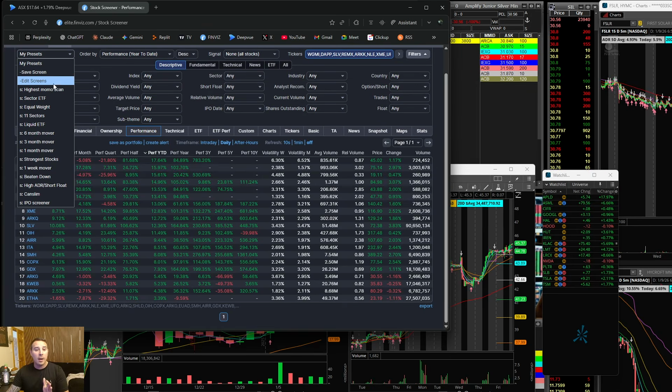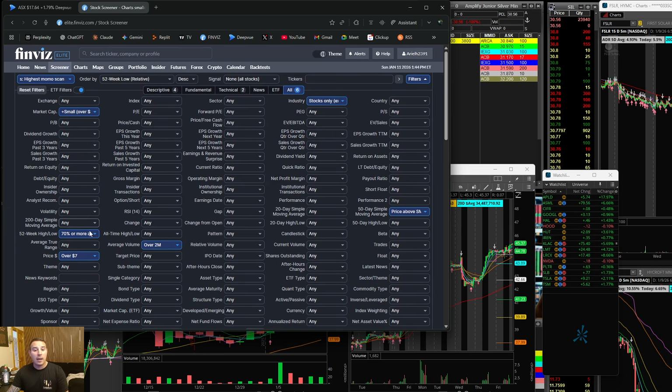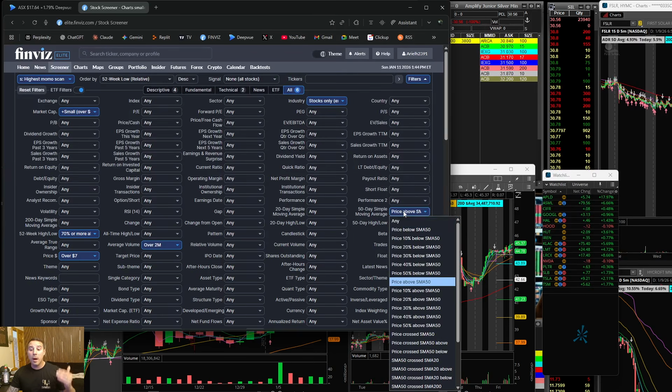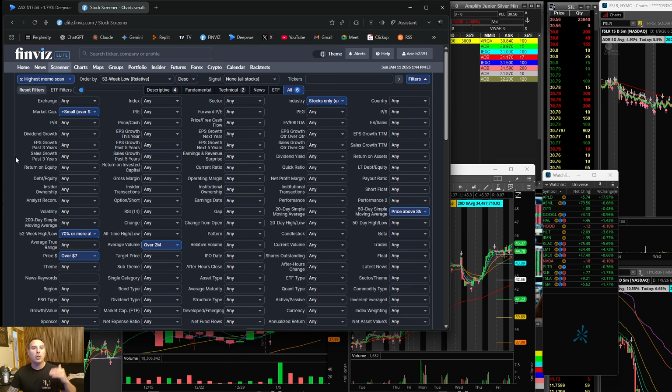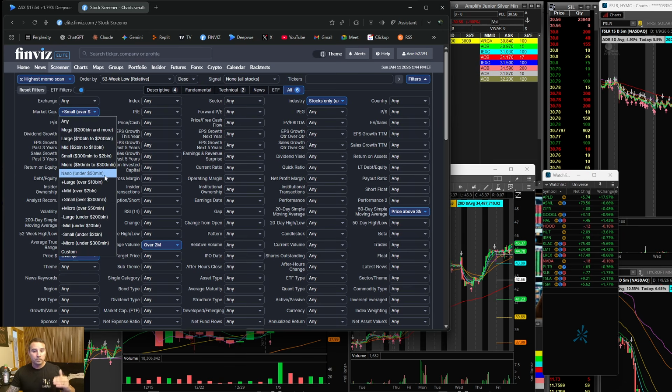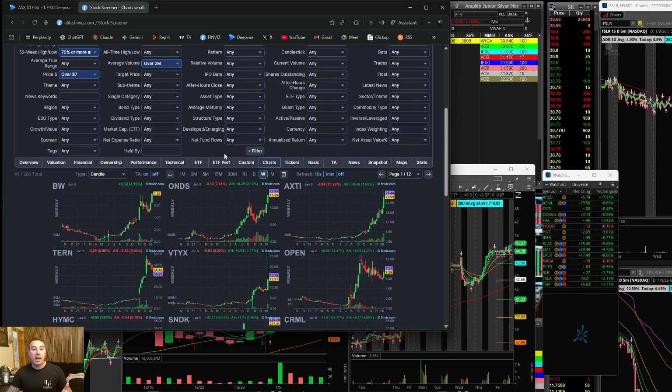Another one of my favorite scans is your high momentum scan, right? So stocks that are 70% off their 52-week low, so they've already shown you massive momentum. They're trading at least 2 million shares per day, at least over $7. That doesn't make them the most liquid stocks in the world. They don't have to be, but you'll notice when stocks are up 70% off their lows, they're above their 50 simple moving average. Their market cap is over 300 million. You could even take it a step further and go over a billion on their market cap. But then these are the stocks that you start to get.